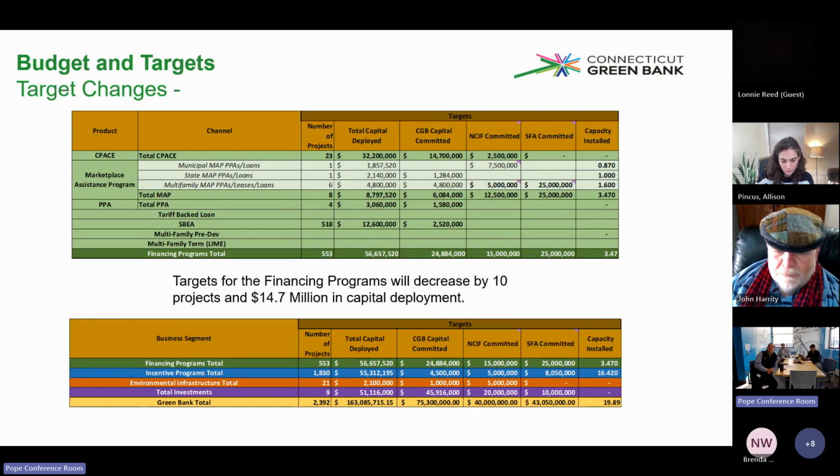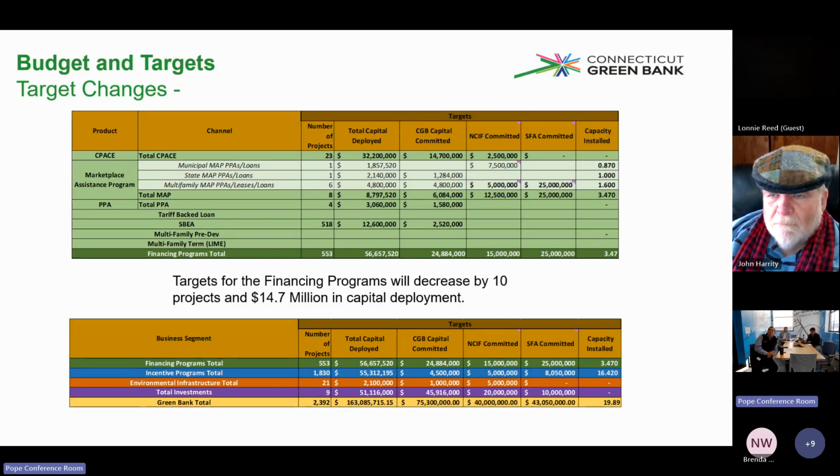We're still working with those developers, seeing what we can do to make sure that projects are getting completed, albeit a little bit slower than what we had expected. So overall, we're proposing a decrease in our financing programs targets by 10 projects and $14.7 million in capital deployment. And that will trickle down to the overall organization targets when we do that roll up. So any questions on the targets?